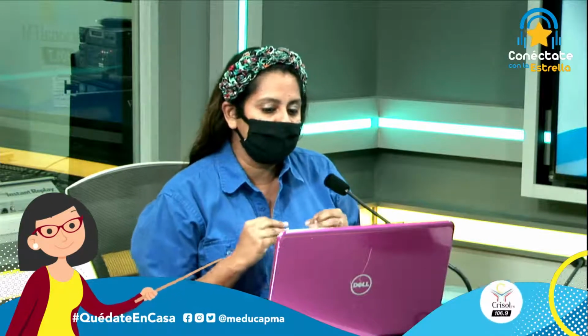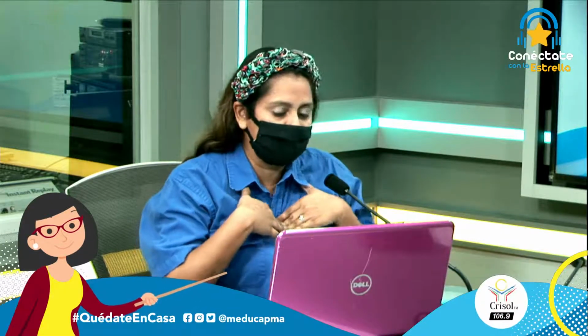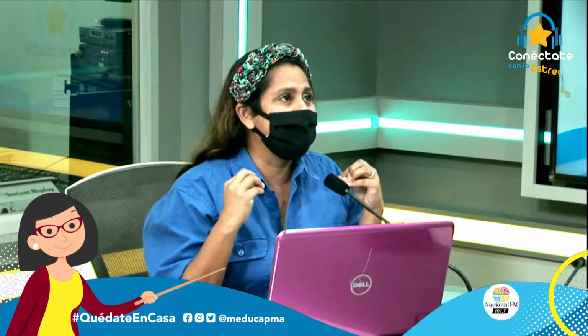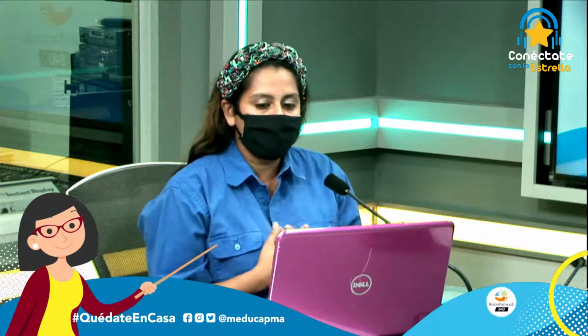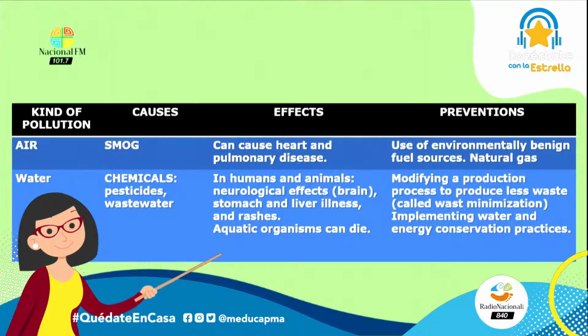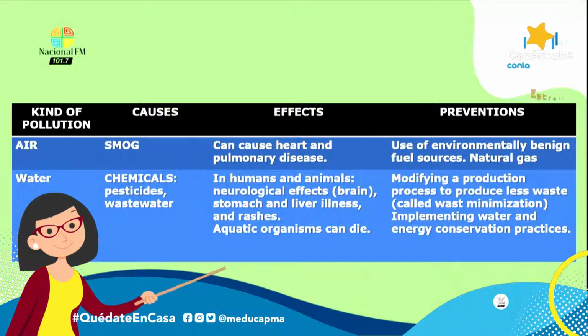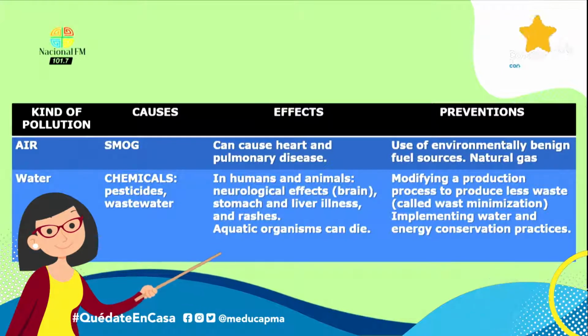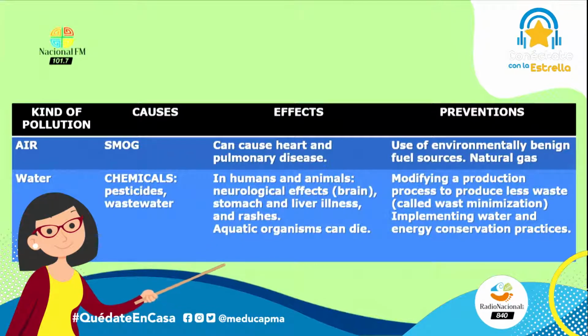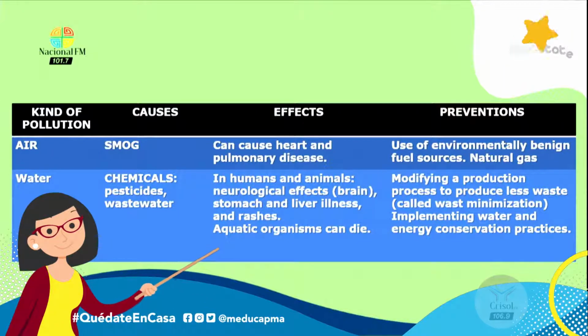And what happened with the aquatic organisms living in the river or oceans? They can die. Okay, can die. Very good. And what are the preventions? We have modifying a production process to reduce waste. Okay, there are industries, there are companies that use this process. Hay un proceso que se llama waste minimization. This process helps the environment because it reduces waste, porque reduce las aguas residuales.